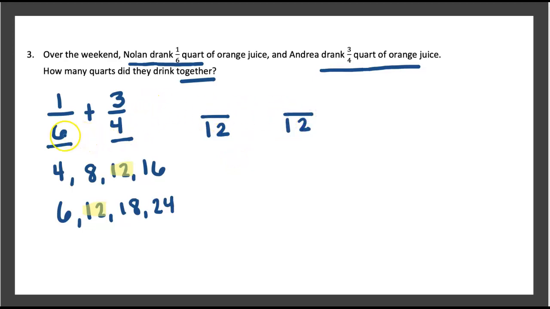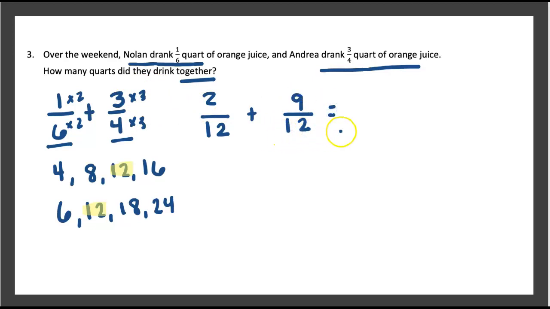But what times 6 equals 12? 6 times 2. So if I multiply this by 2, I have to do it to the top too. 2 times 1 is 2. And then what times 4 is 12? Well, I know that's 4 times 3. 4 times 3 is 12. And then I've got to do it to the top as well. 3 times 3 is 9.